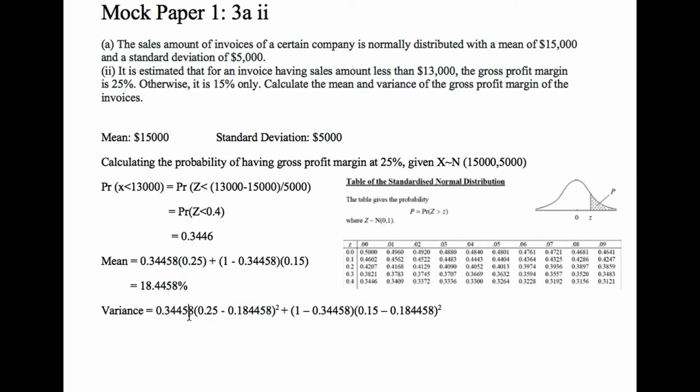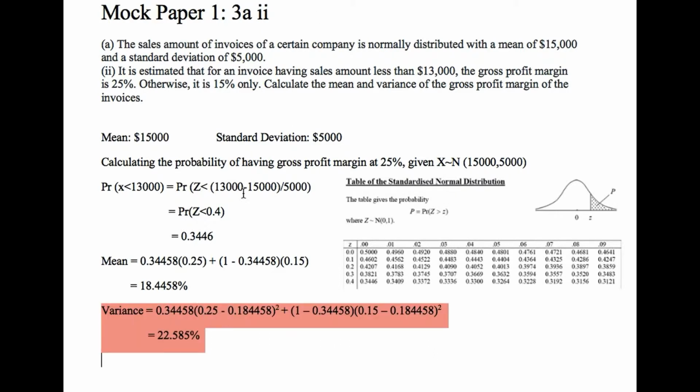For the variance, we use the probability, and then we times the gross profit margin of having sales volume less than 1,300, and we subtract the mean that we just calculated, and in the bracket we need to have a square for it, and then we add up the other way around, just like when we calculate the mean. So we use 1 to subtract the probability, and we times the gross profit margin of the other way around. So we use the gross profit margin to subtract the mean which is calculated, and square again, and then we can calculate it.